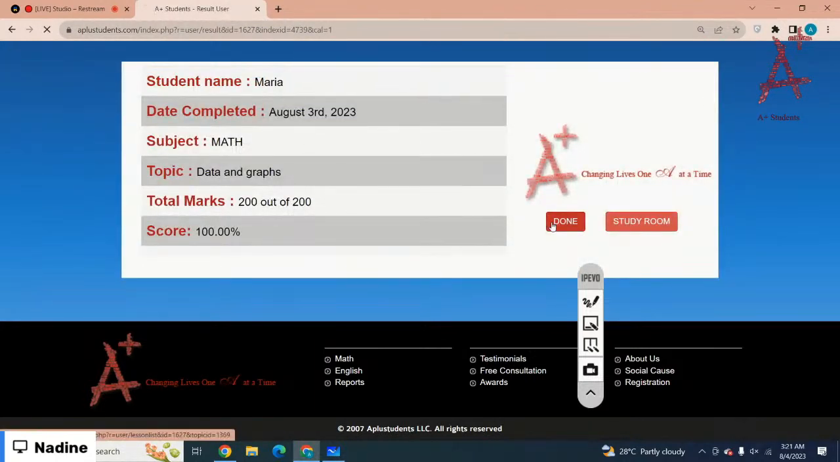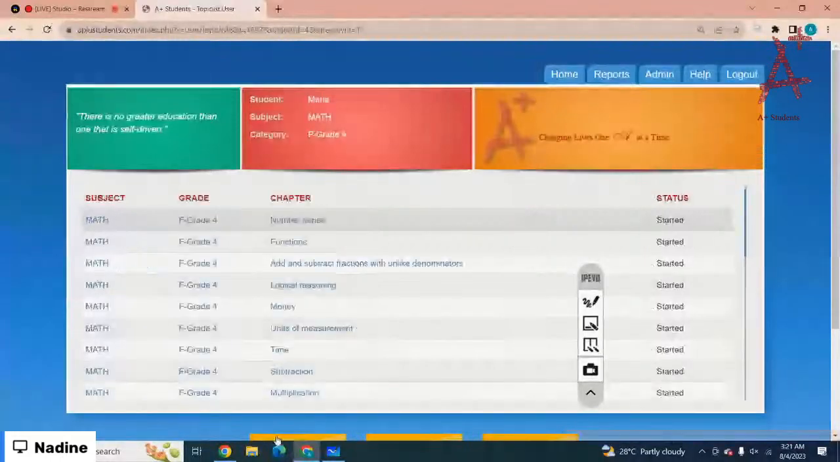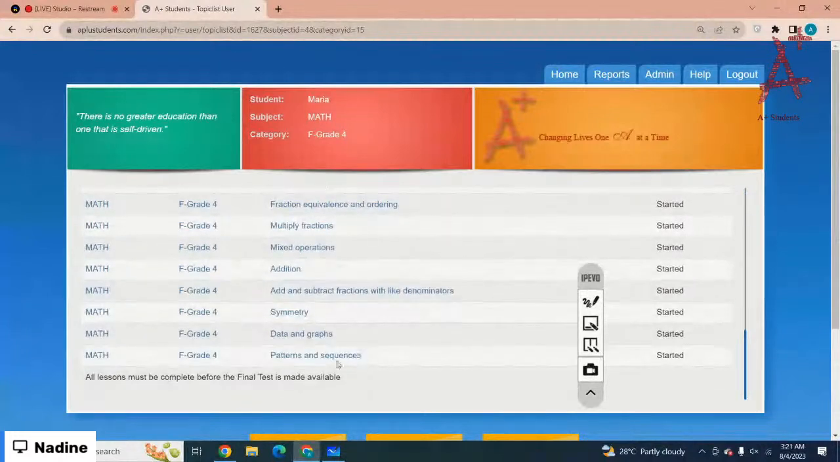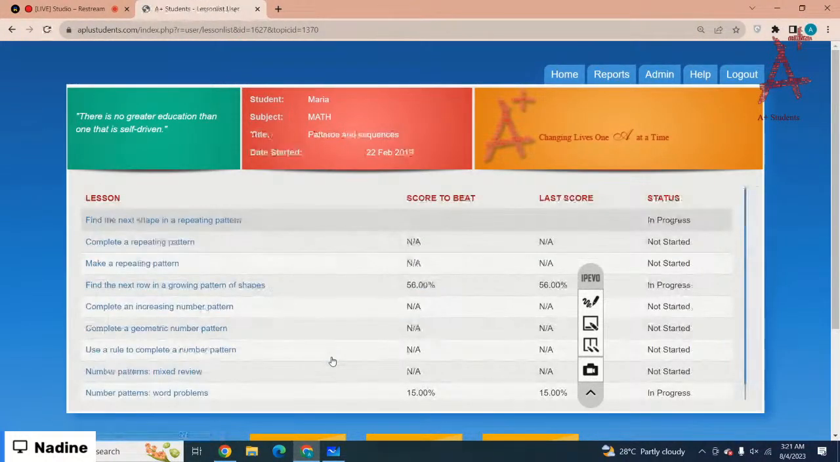Okay, we are done with the lesson. So, we are done with the chapter data and graphs. We're going to start the new chapter. So, let's just go back. Start with the last chapter from A plus students, that is patterns and sequences. So let's start with the first lesson: find the next shape in a repeating pattern. So let's just start.